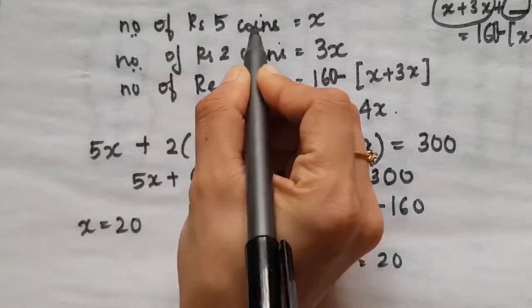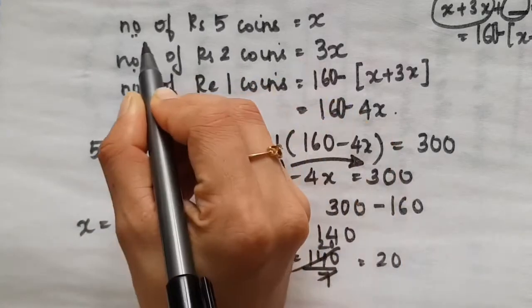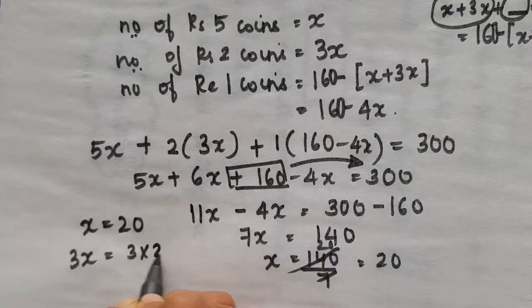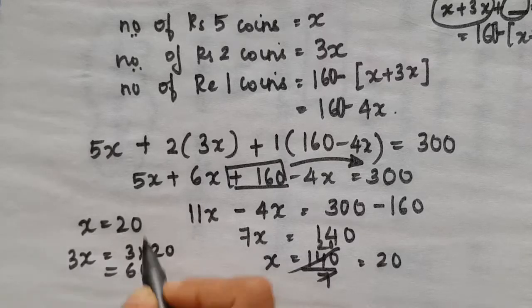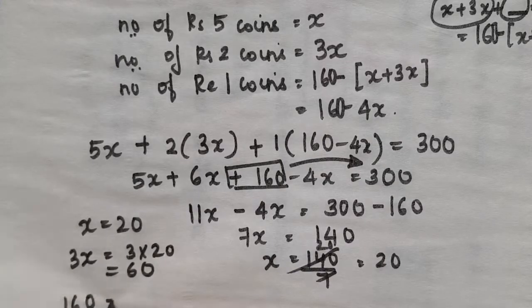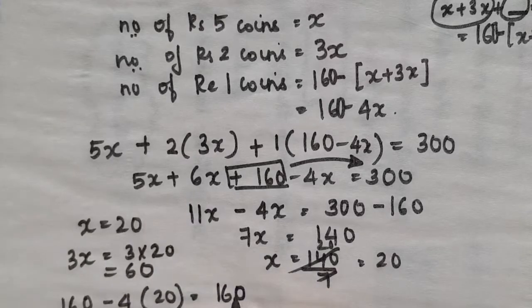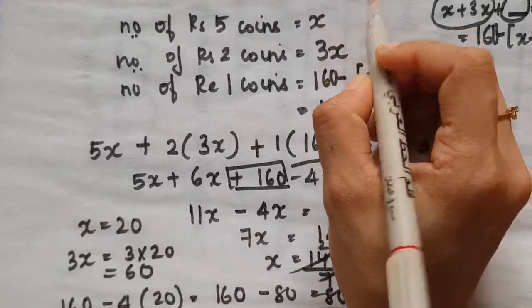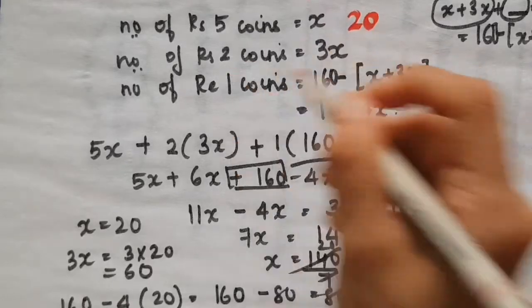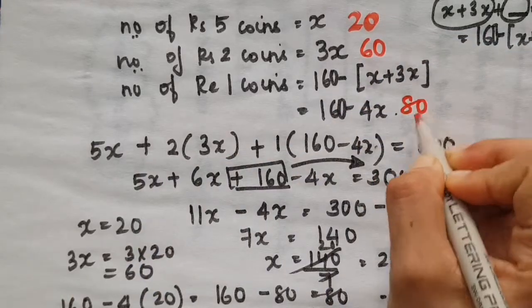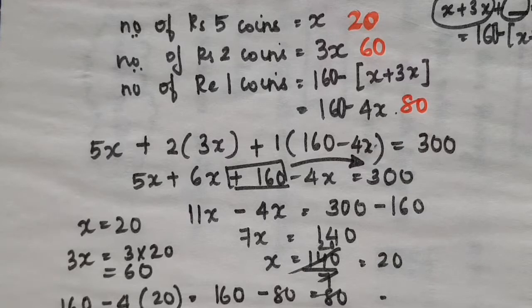That is, the number of rupees 5 coins is 20. The number of rupees 2 coins is 3x, which is 3 times 20, so that is equal to 60. And the number of rupee 1 coins is 160 minus 4 times 20, that is 160 minus 80, so that is equal to 80. So the number of rupee 5 coins, that is x, is 20. The number of rupees 2 coins is 60, and the number of rupee 1 coins is 80. So we have found all the coins.